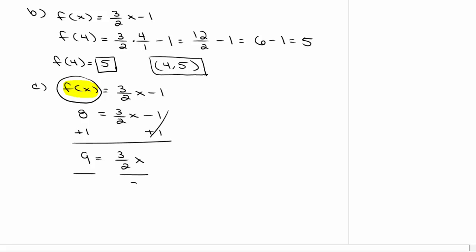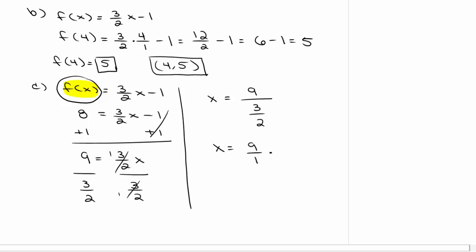I'm going to divide both sides by 3 halves, but when I divide by fractions, I'm actually multiplying by the reciprocal. So x is equal to 9 divided by 3 halves, or x is equal to 9 times the reciprocal of 3 halves, which is 2/3. This is going to give me 18/3, but 18/3 will reduce to 6. So I guess the answer to that question, when it said what is the value of x, x is equal to 6. You can write it like this right here, right?